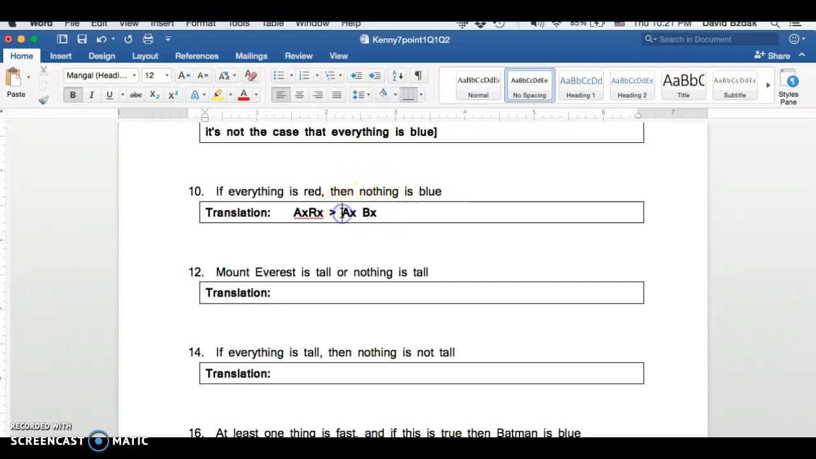Now if we put the negation here, that would say not everything. Again, that's different from nothing. So we need to put the negation inside, next to the B. Okay, so if everything is red, then everything is not blue or nothing is blue.